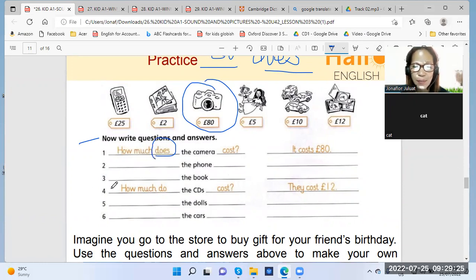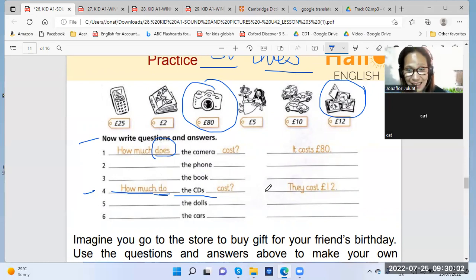But try to look at this. Number four, answer a question. How much do the CDs cost? Look at the CDs. There are three CDs, so that's plural. You will use do in asking a question. And then you will answer they if it is plural, and if it is singular, you will use it.